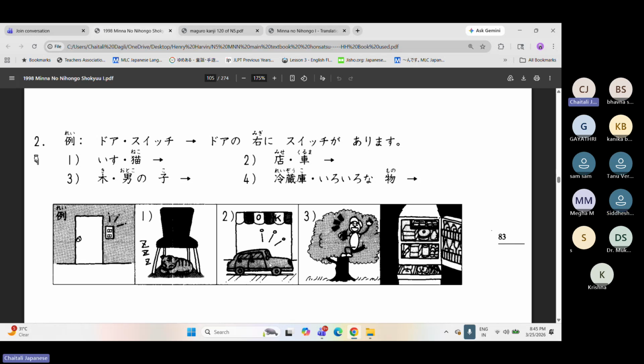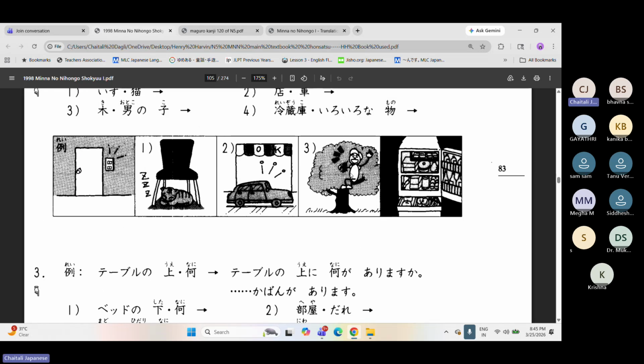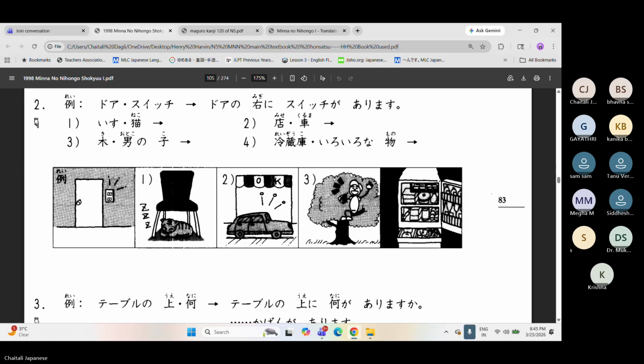Fourth, reizoko, iro na mono, meaning there are different things inside the refrigerator. So, reizoko no naka ni iro na mono ga arimasu. Got it, everyone? Have everyone understood this?